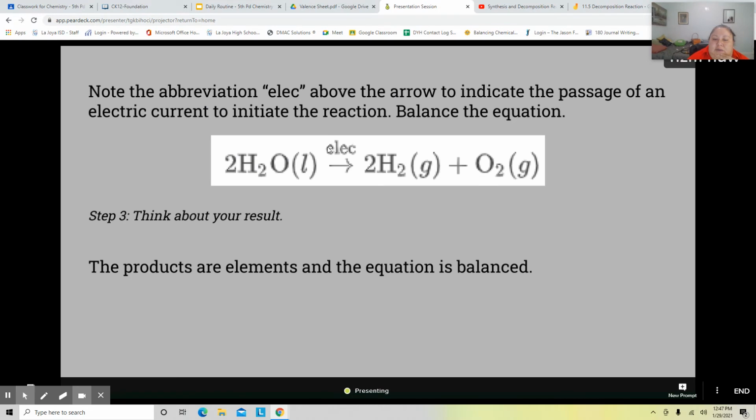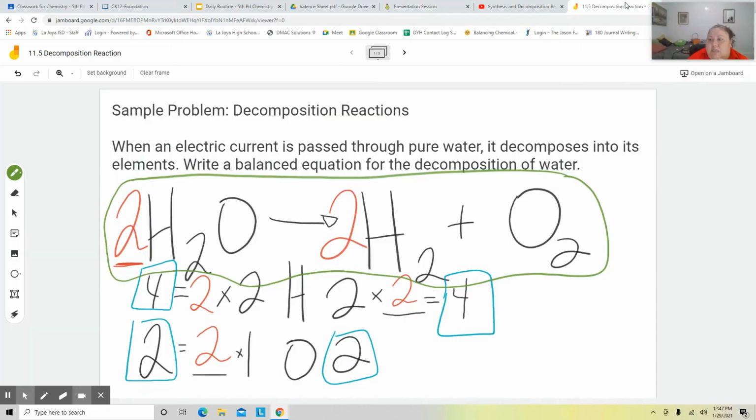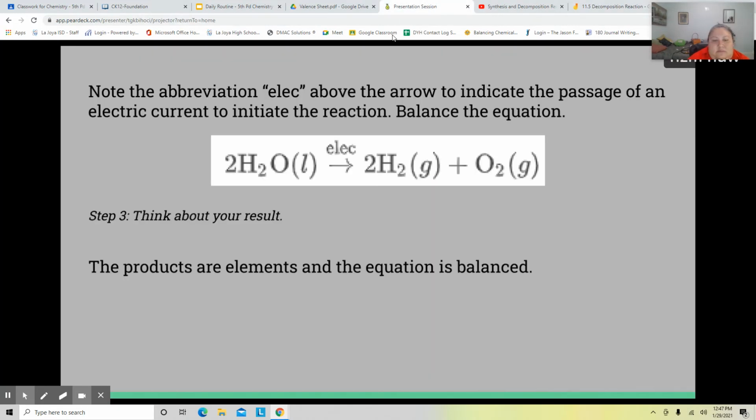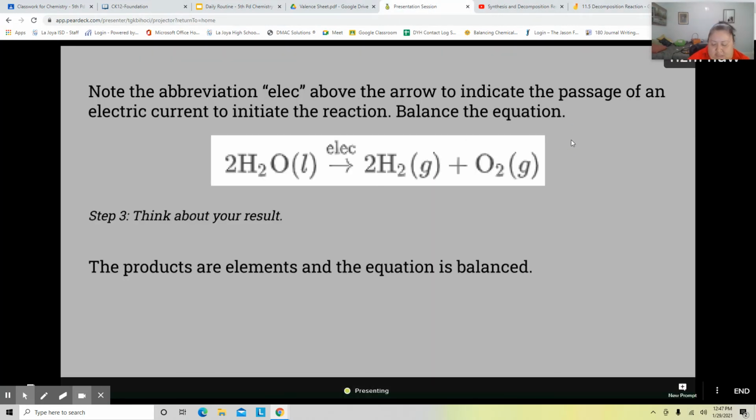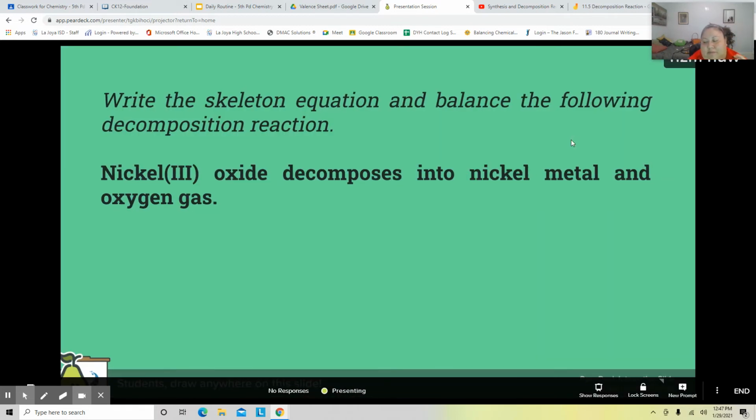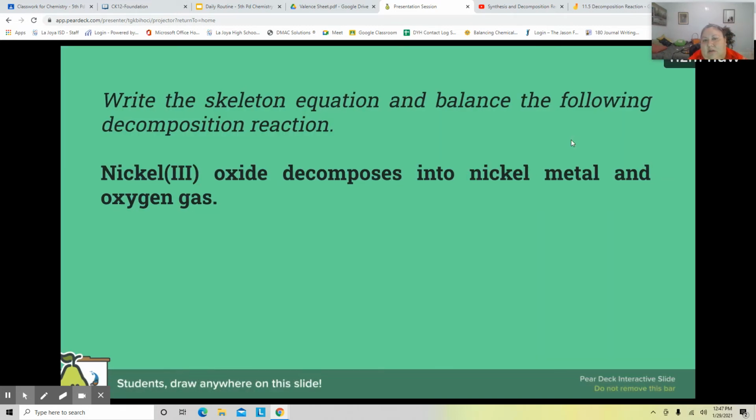Okay. The only thing that we forgot to put was the abbreviation for electricity, because electricity was used in the decomposition. So we have to give it credit. But that's not a very big deal, okay? I won't take too many points off if you forget to put electricity. All right. Any questions on the sample problem? Any questions on that one?